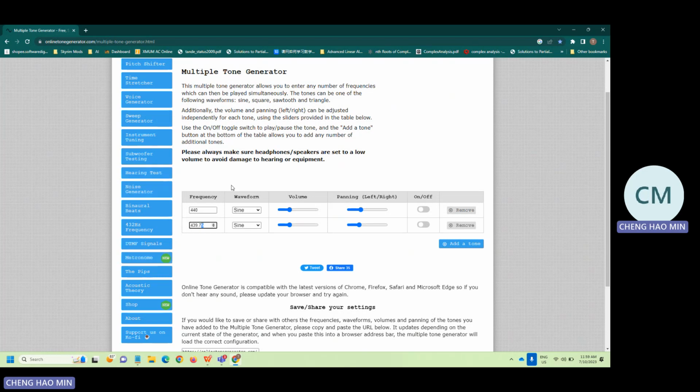Vice versa, when we increase the frequency difference between them, in this case the frequency difference is 10, with the inverse being 0.1, you will hear a rapid burst every 0.1 seconds.